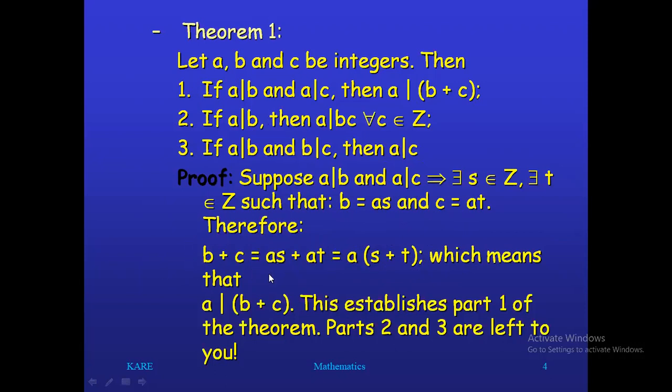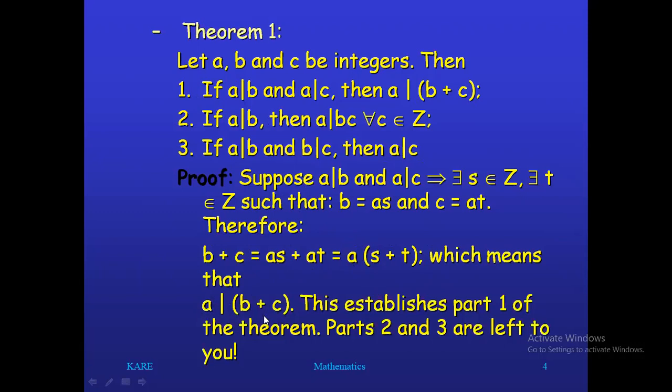So B plus C is equal to A into S plus T means what? This A divides B plus C. Otherwise, this A is a factor of B plus C. Otherwise, B plus C is a multiple of A. That is the meaning, is it not? So A is a factor of B plus C, otherwise B plus C is a multiple of A. All these things it denotes. What is the meaning actually? It is nothing but A divides B plus C.